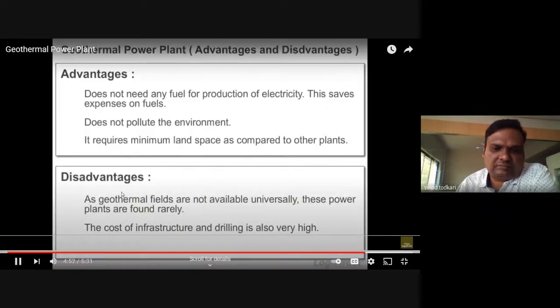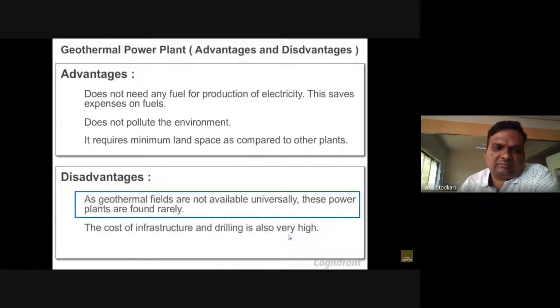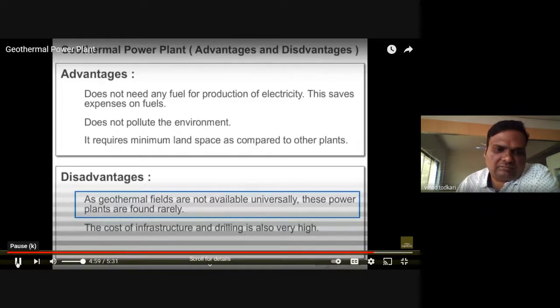However, geothermal power plant has some disadvantages. As geothermal fields are not available everywhere, now see, what is the main condition for a geothermal power plant?